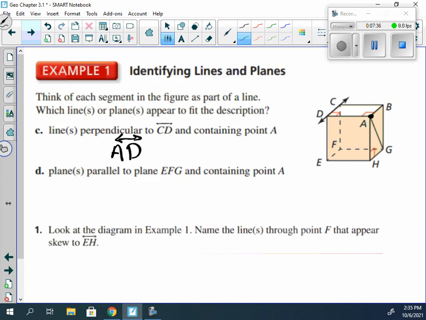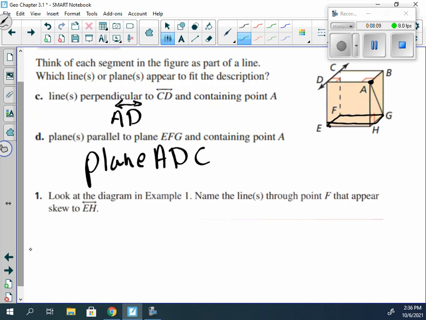D, plane or planes parallel to EFG. Plane ADC? Yes. Or we could say ABC, ADB. Because we just need 3 points that are naming the top plane. Any of those would work.